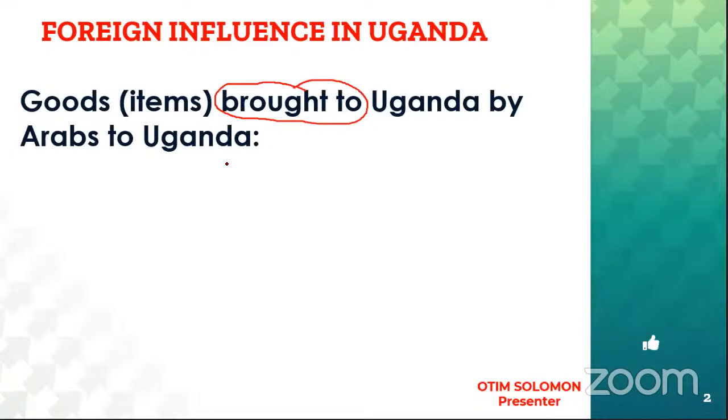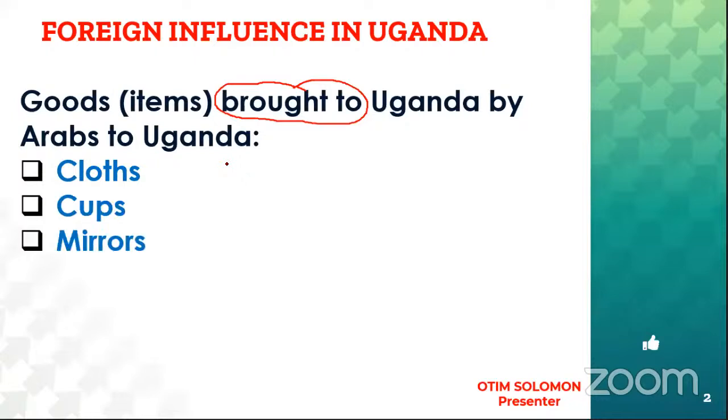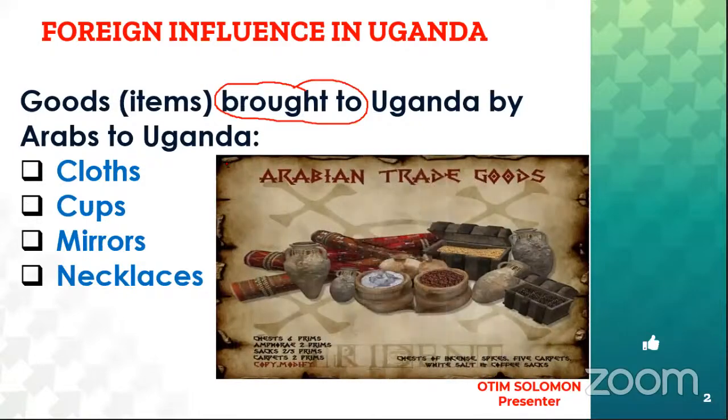So in our first slide, we want to look at the first items that were brought to Uganda. We have cloth, cups, mirrors, necklaces, and those are a few that I have tried to gather in picture. Now, what do we mean when we say clothes? Were we moving naked in Uganda before the coming of Arabs? No, thank you. We were not naked. We had our back clothes, and these clothes exist up to now. Actually, it is one of the oldest materials that we have right now, the back cloth. So back clothes existed, and that's what we were putting on.